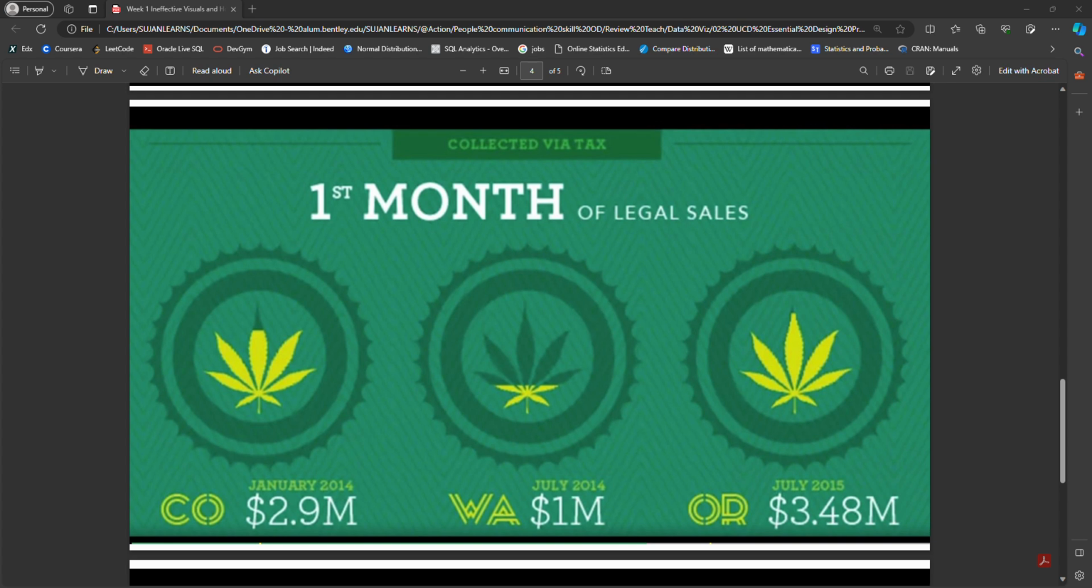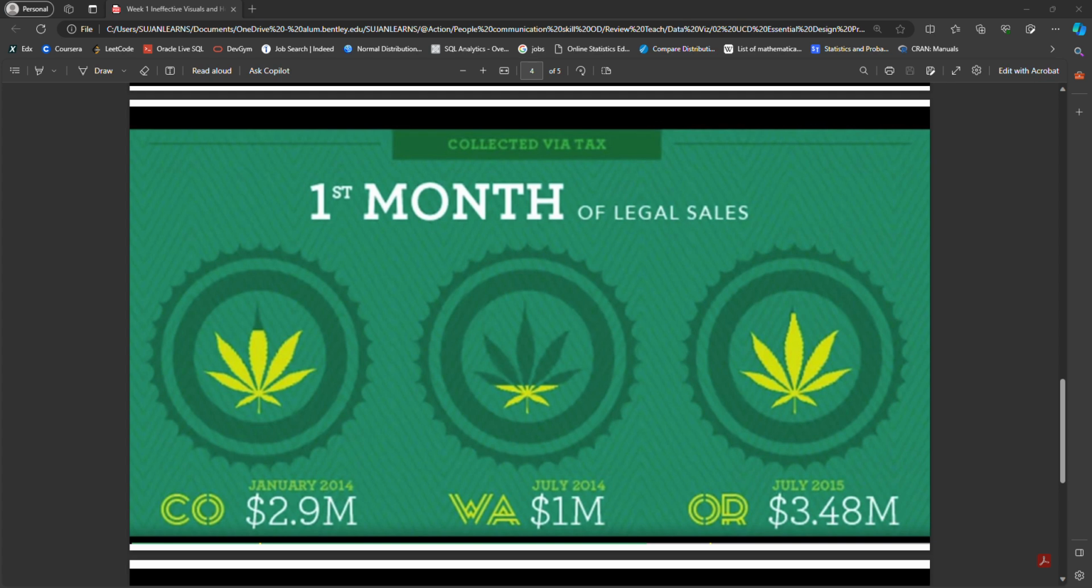First of all, if you look at this graph, it does not contain information about tax rate. I'm pretty sure that the tax rate of each of the states is quite different. Because of this, it is not appropriate to put that in a bar graph, or a bar graph that is in the form of a leaf.